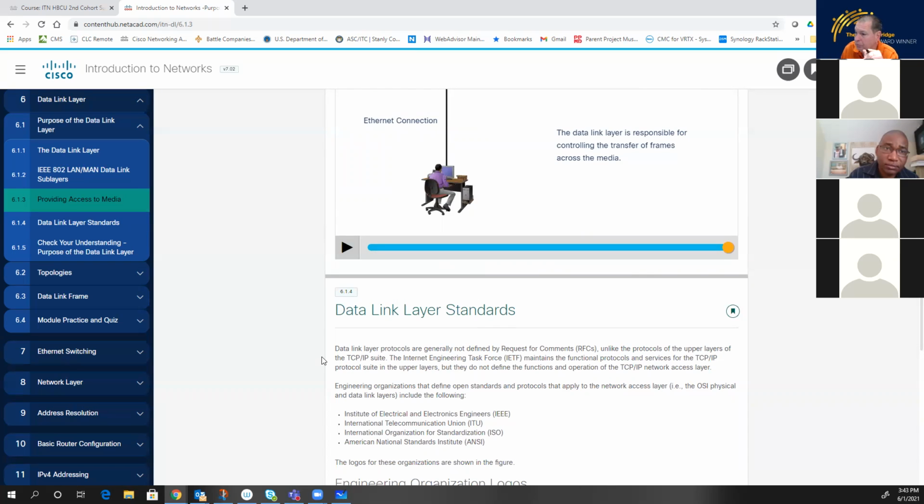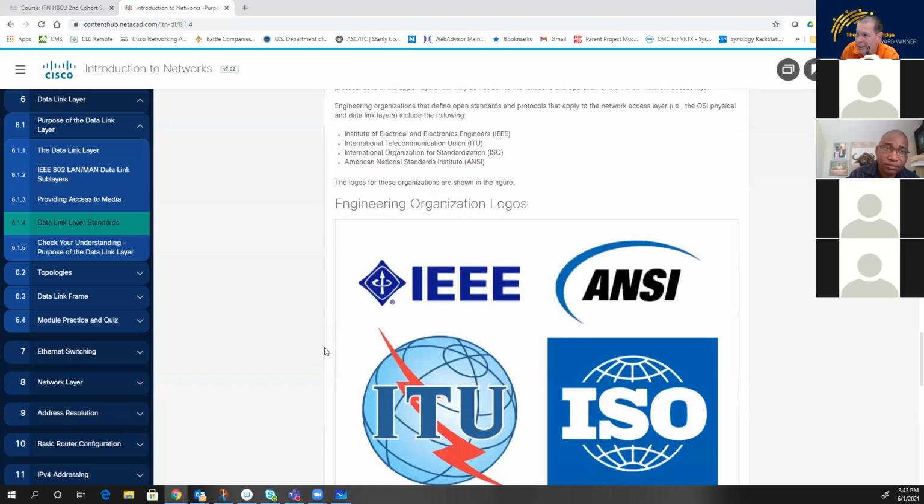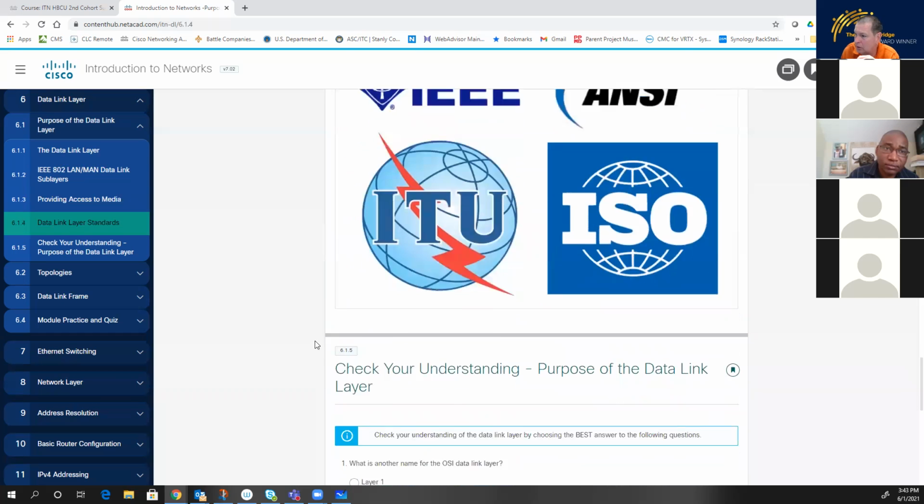The standards for data link are typically handled by these organizations, IEEE and ITU, because these are closer to physical layer components. And so they're handled by these organizations.